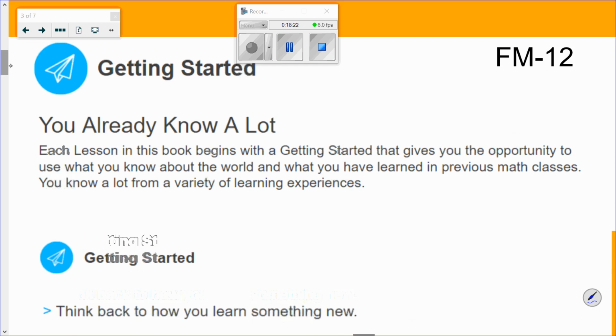Okay, so go to FM12. You already know a lot. Just for the record, these little blue things, these are what we call icons. They represent something, right? So you'll see a lot of different icons that are used throughout this math book that kind of clue you in immediately as soon as you see them to know what is happening. So you already know a lot. Each lesson in this book begins with a getting started that gives you the opportunity to use what you know about the world and what you have learned in previous math classes. You know a lot from a variety of learning experiences.